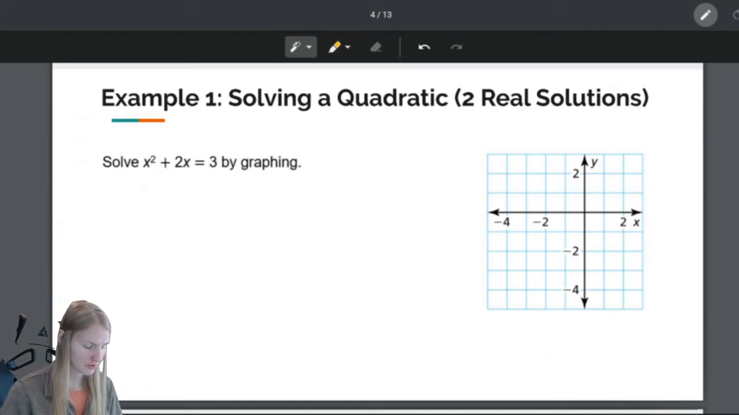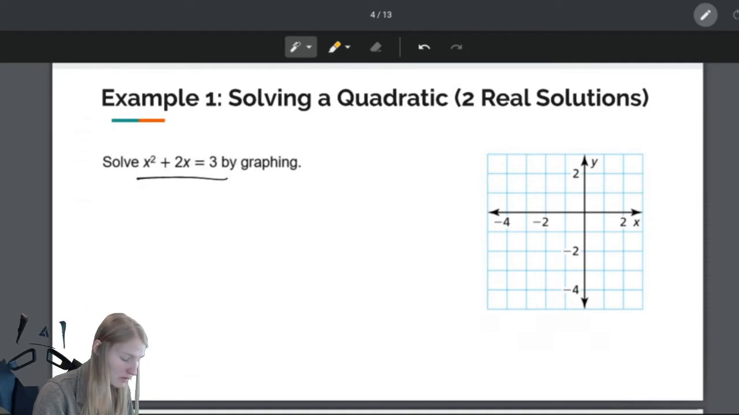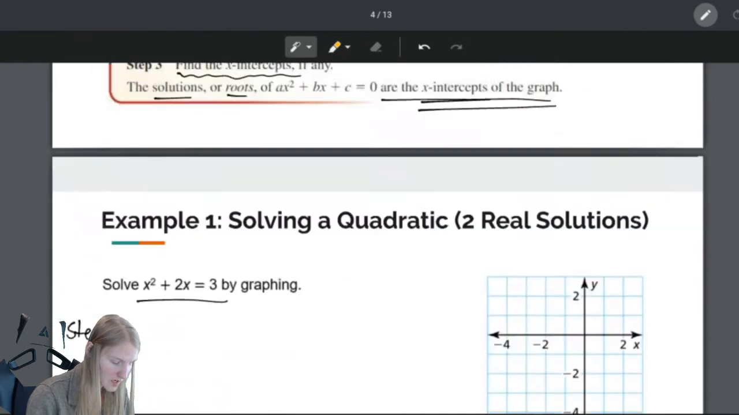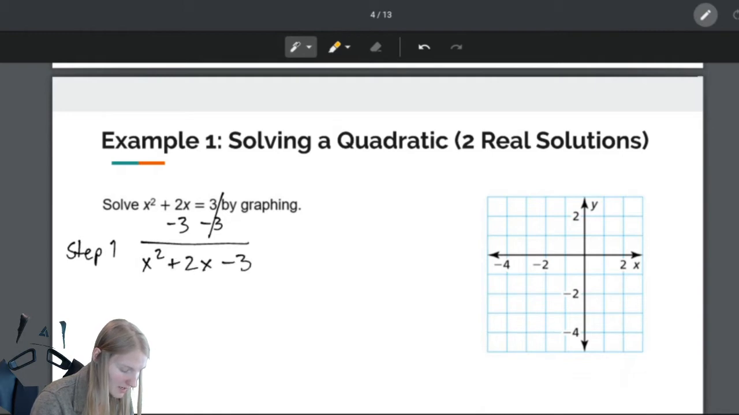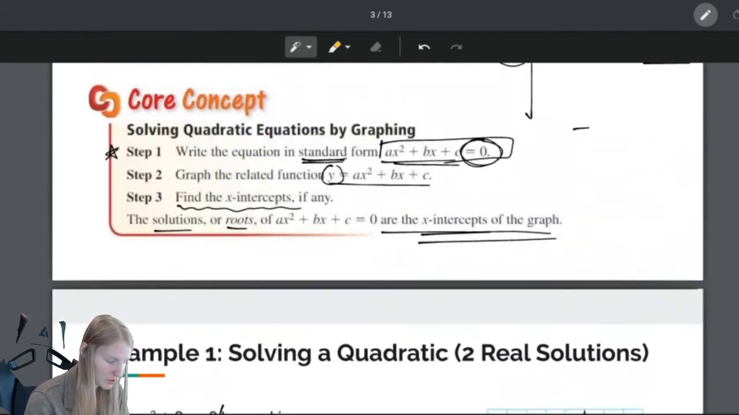So, first, solve x squared plus 2x equals 3 by graphing. Well, remember, step 1 was to write it in standard form. I want this thing equal to 0. So in order to get it equal to 0, I need to subtract 3 from both sides, and I'll get x squared plus 2x minus 3 equals 0.